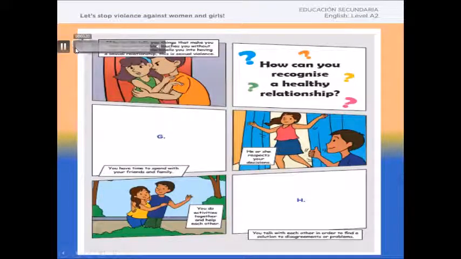If he or she tells you things that make you feel uncomfortable, touches you without your consent, or blackmails you into having a sexual relationship, this is sexual violence.